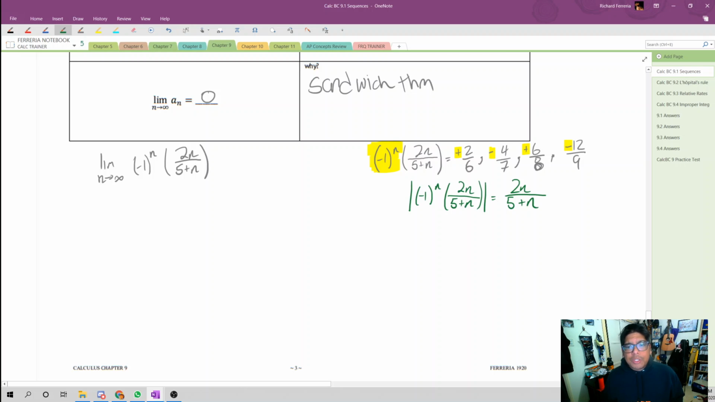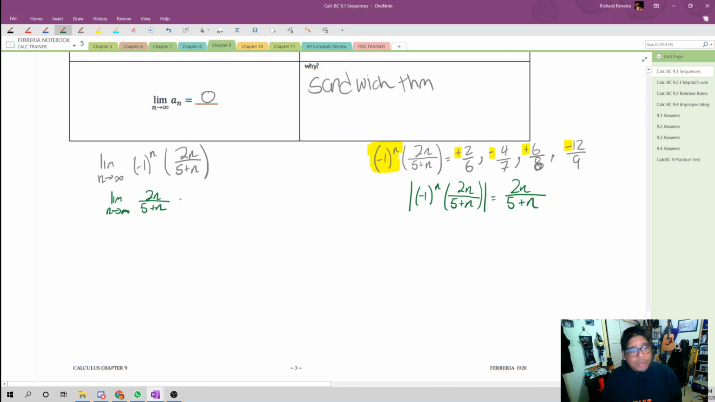And that's just equal to 2n over 5 plus n. Now, if I know that that's true, I can check this limit, and we will check this limit. If this limit is equal to 0, then the limit of the non-alternating sequence, the original sequence, is also going to be 0. And if it's not equal to 0, then actually the limit doesn't exist. So let's take a look at the limit of 2n over 5 plus n.